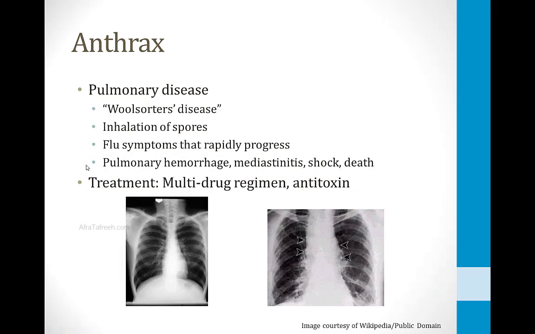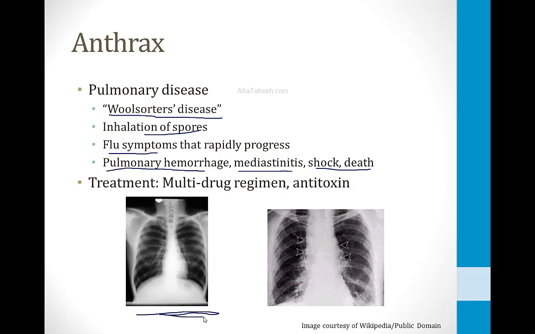The pulmonary form of the disease is the more dangerous form. This is called wool sorter's disease because people that work on wool from farm animals would inhale the spores and get sick. It happens when you inhale the spores and they get into your lungs. First, flu symptoms start, but then it rapidly progresses. It can cause bleeding in the lungs, pulmonary hemorrhage. It can cause inflammation of the mediastinum, and then it can cause shock and death. And a classic finding of pulmonary anthrax is a widened mediastinum.